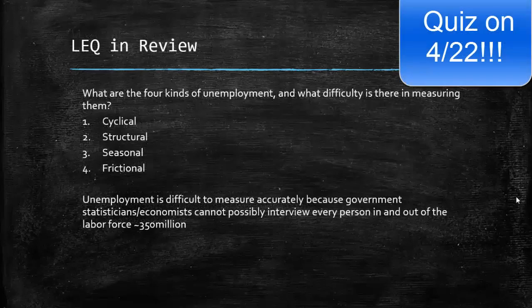Here's our LEQ review. There are 4 types of unemployment. Keep in mind, full employment is when unemployment is less than 5%, and unemployment is difficult to measure because there's so many darn people to ask.